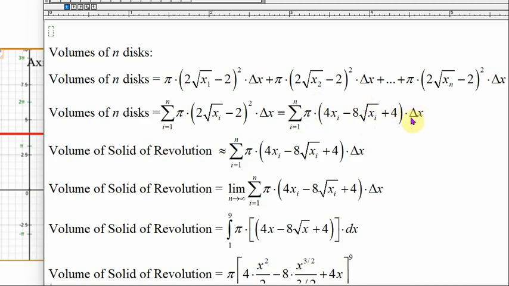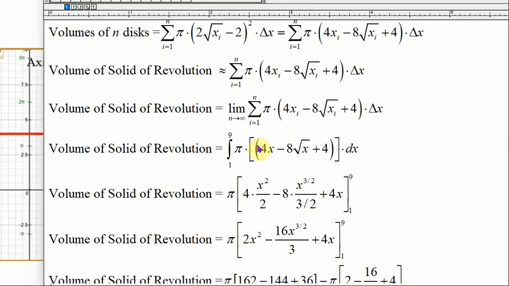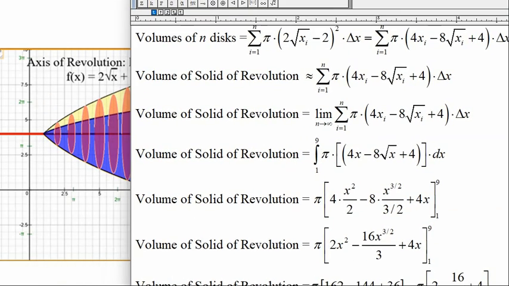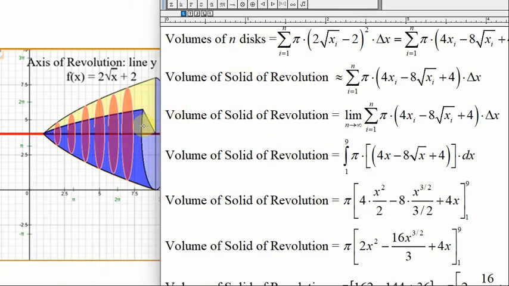So this sum is the volumes of n slices. And therefore the volume of the solid of revolution will be approximately this sum, which is the sum of volumes of n slices, which is just an approximation. If we want the exact volume, then we need to divide the solid into an infinite number of slices. So we would let n run to infinity, and we would write it like this. It would be the limit of this sum as n approaches infinity.